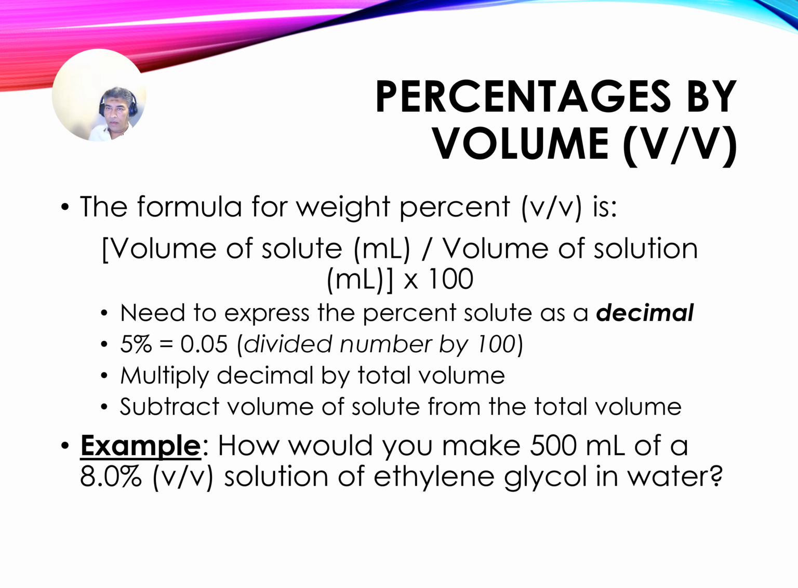Another example of percentages is by volume, volume by volume. The formula for percent volume by volume is volume of solute divided by volume of solution in milliliters, times 100. You need to express the percent solute as a decimal: 5% equals 0.05, dividing the number by 100. Multiply the decimal by the total volume, then subtract the volume of solute from the total volume. Example: how would you make 500 milliliters of an 8% volume by volume solution of ethylene glycol in water?